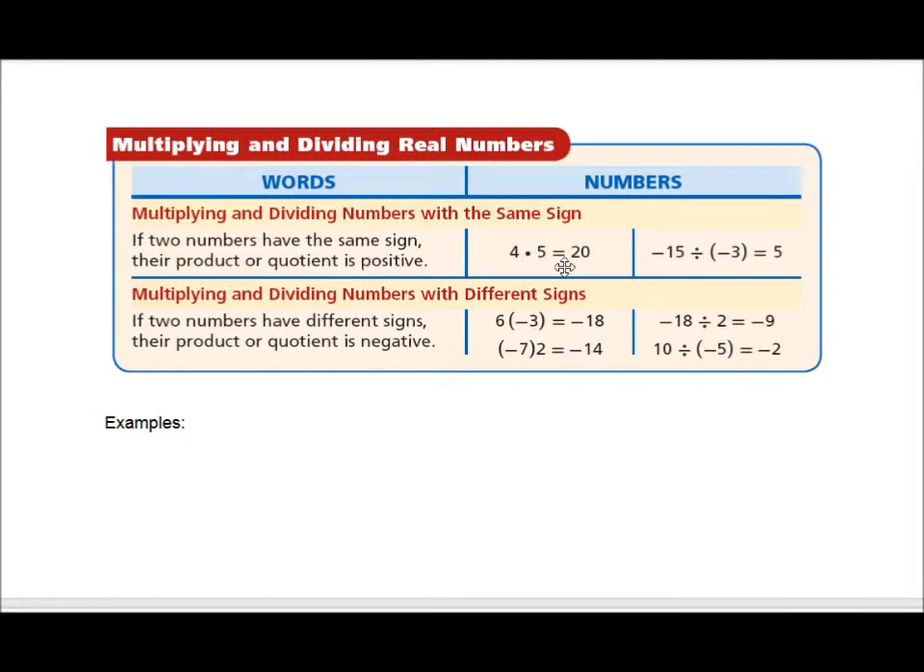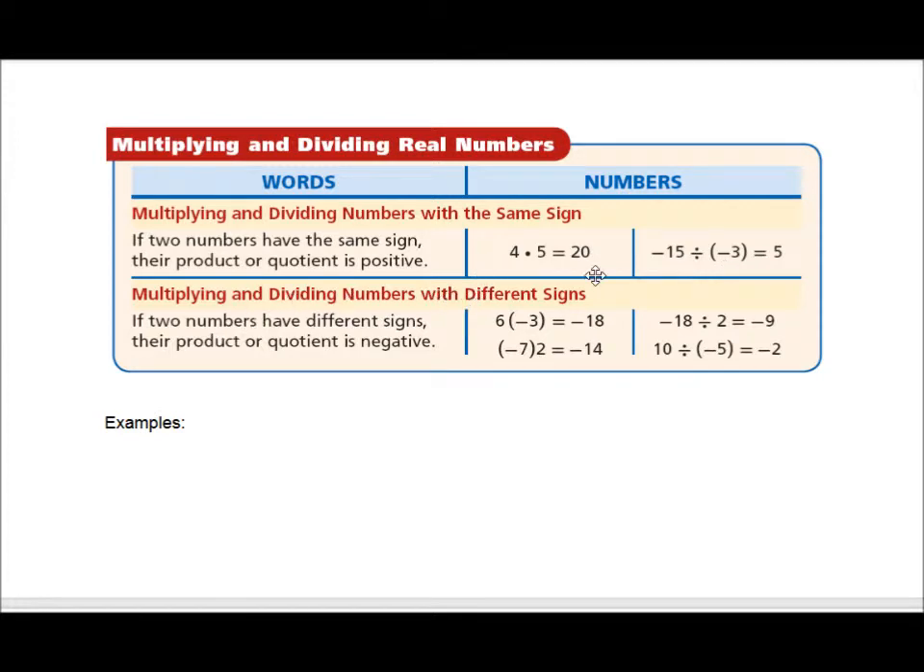For example, 4 multiplied by 5, both are positive numbers, is equal to 20. So 20 is positive. If we divide minus 15 divided by minus 3, both are negative. If both are negative, the answer is positive.